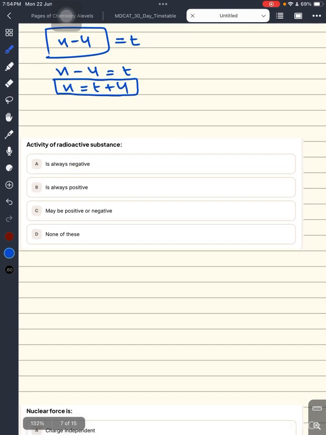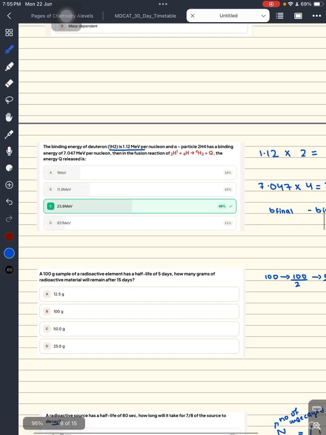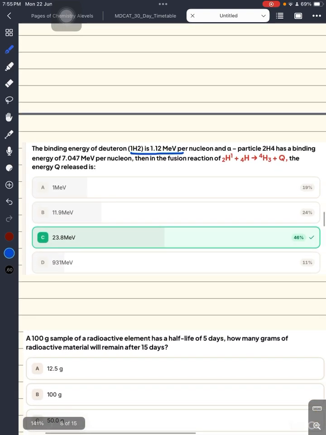Radioactivity of a radioactive substance: as we know, activity is always positive. Nuclear force: nuclear force is independent of the charge. So option A will be correct. And this question was somewhat difficult, but let me solve it.